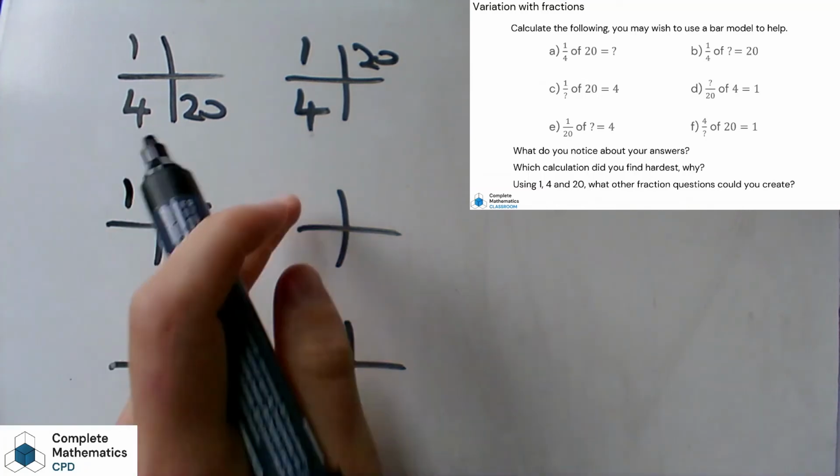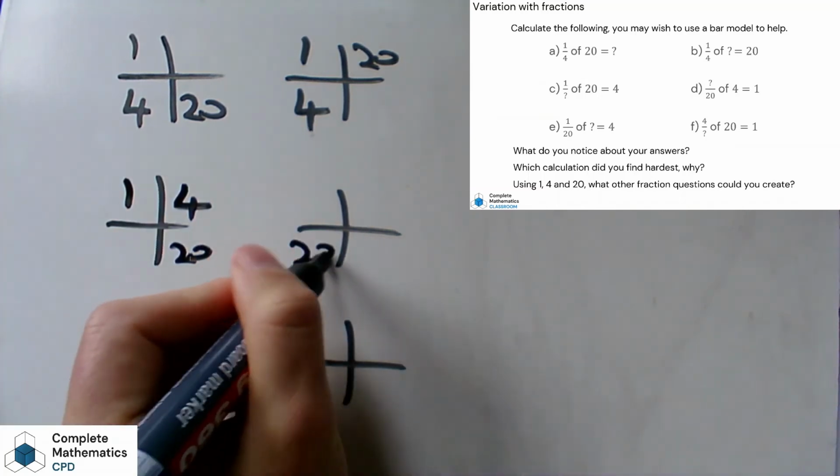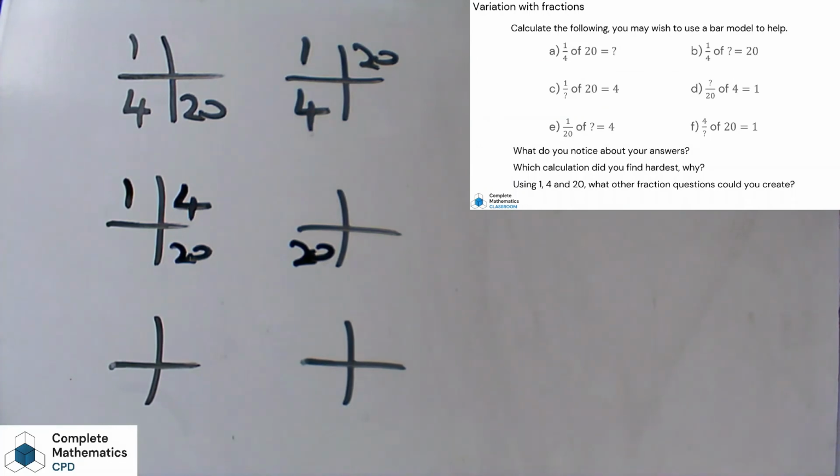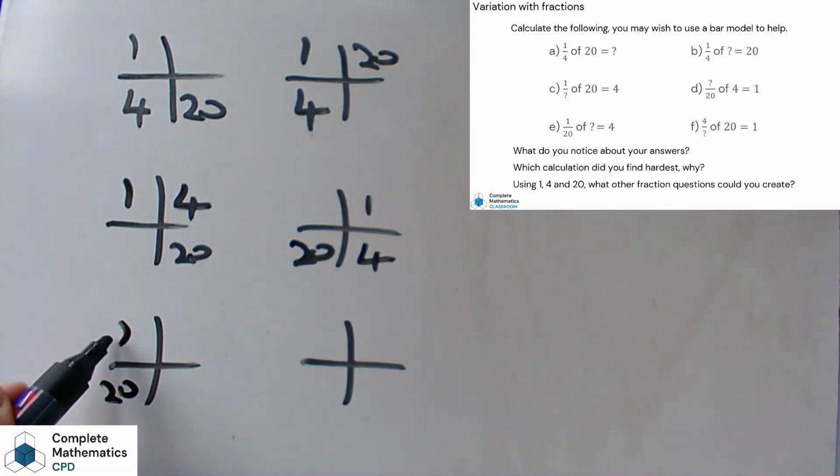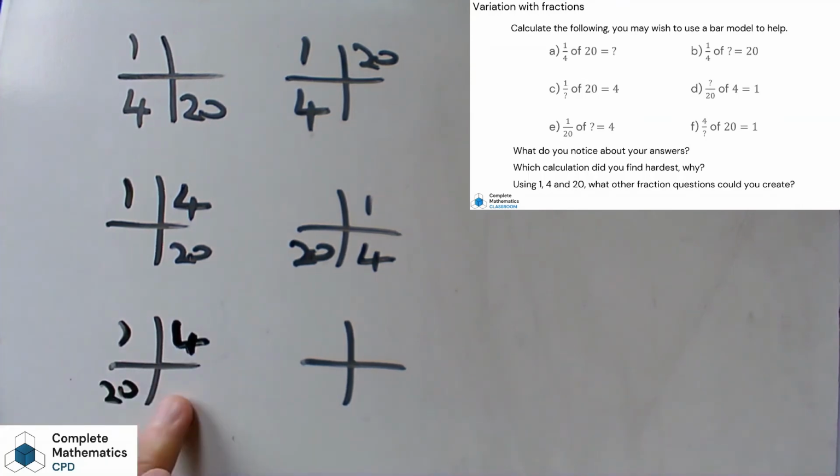On part D, this time it's the missing numerator. We know the denominator is 20, and it's of 4 is equal to 1. So how many parts is worth 1 if all 20 parts are worth 4? Part E, we've got the whole fraction, 1/20 of something is equal to 4. So one of the parts is worth 4. How are we going to find the missing part here?